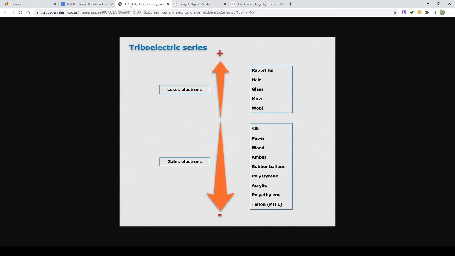Okay, you might notice there's no metals. If you want a rule, it's not a strong rule, but you could say that natural materials tend to lose electrons, and the more synthetic materials tend to gain electrons. But that's not really a strict rule. You don't really need a rule. You can look it up if you ever need it.